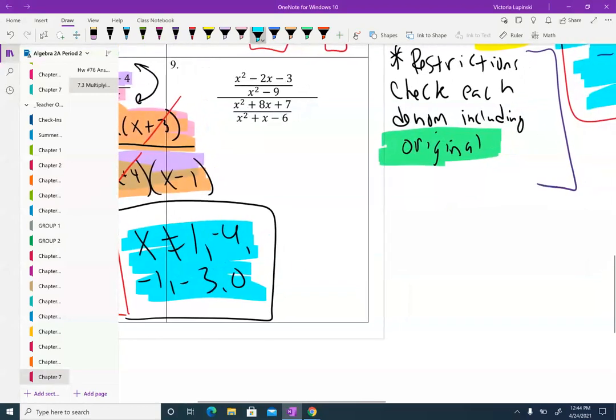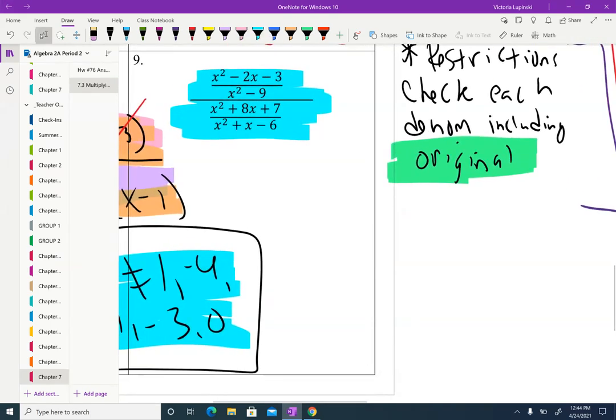Last but not least, take a look here at number 9. So here in number 9, this is a division problem, but notice it's just written in a slightly different format. Instead of having the division sign, it has this big division bar. When you see a problem in this format, this is called a complex fraction. There really isn't anything different about it other than the way that it looks.